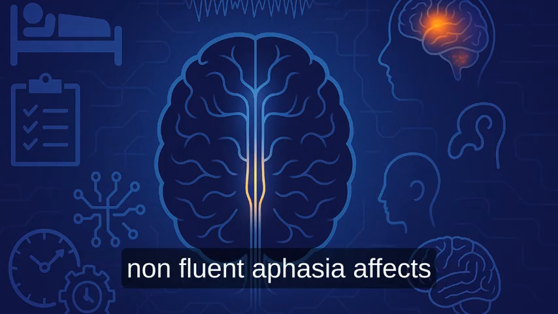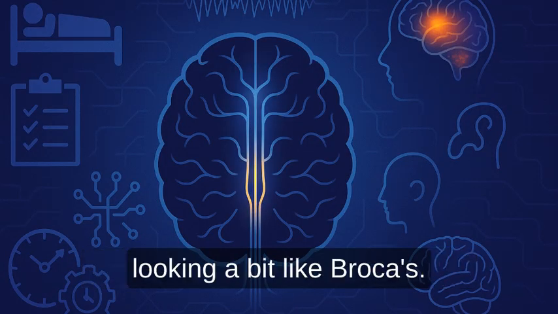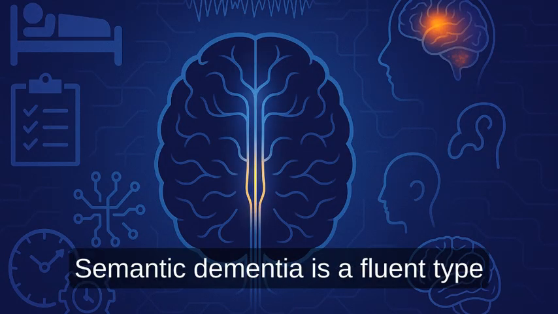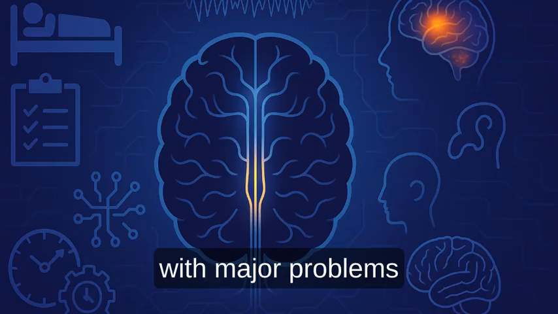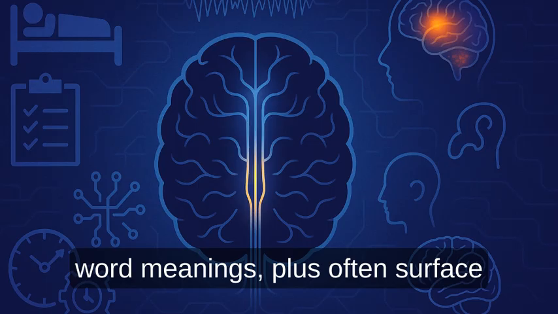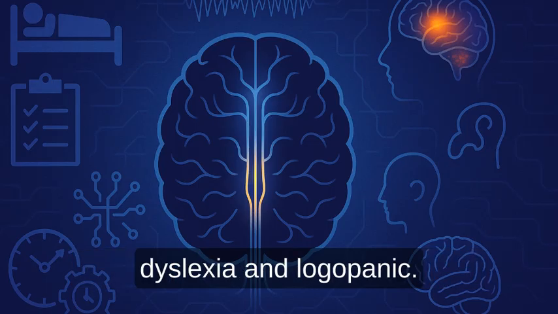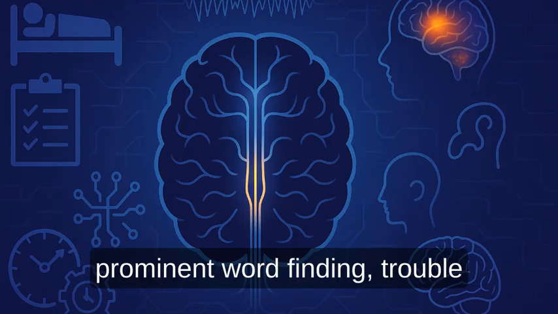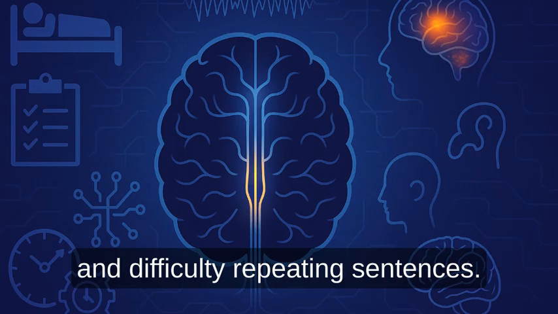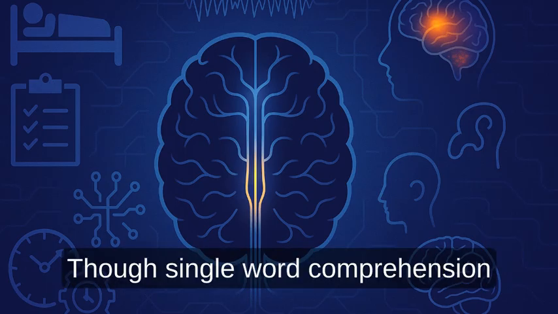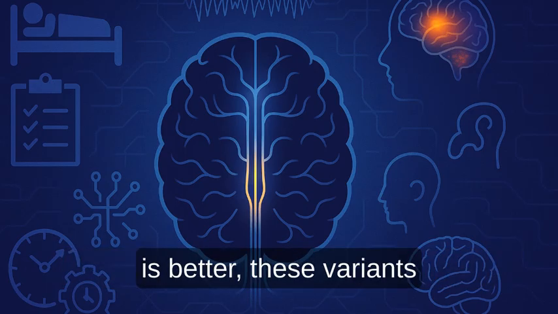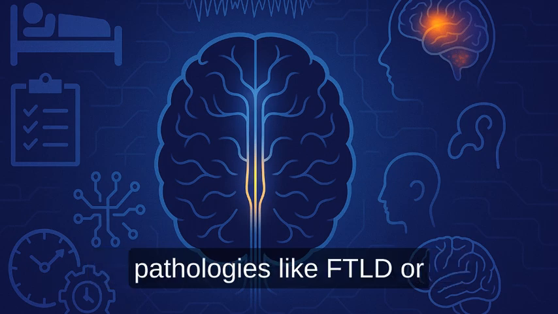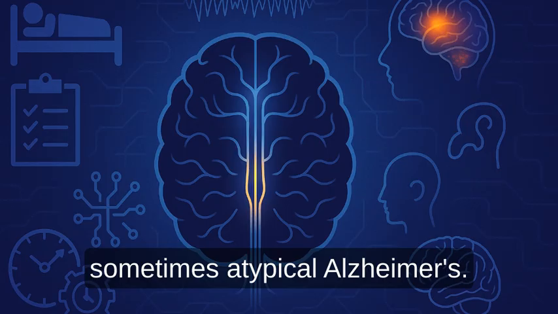Progressive non-fluent aphasia affects speech production and grammar, looking a bit like Broca's. Semantic dementia is a fluent type with major problems in naming and understanding single word meanings, plus often surface dyslexia. And logopenic progressive aphasia features prominent word-finding trouble and difficulty repeating sentences, though single-word comprehension is better. These variants often link to different underlying pathologies like FTLD or sometimes atypical Alzheimer's.